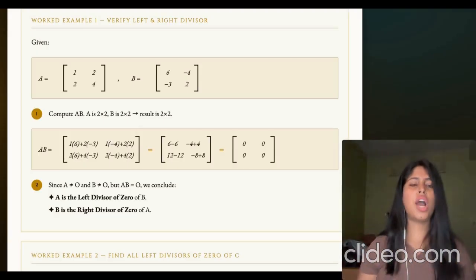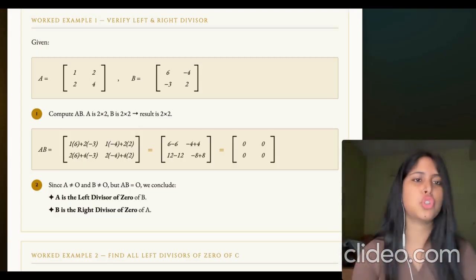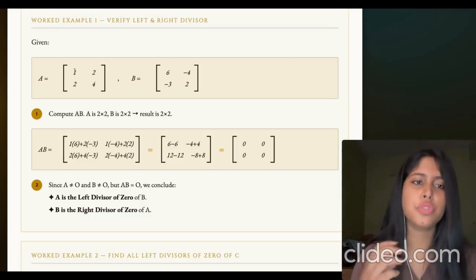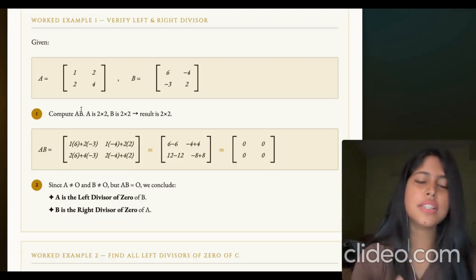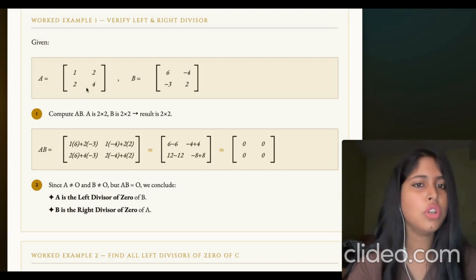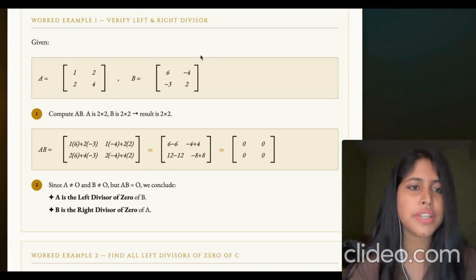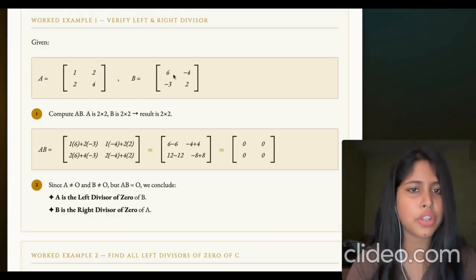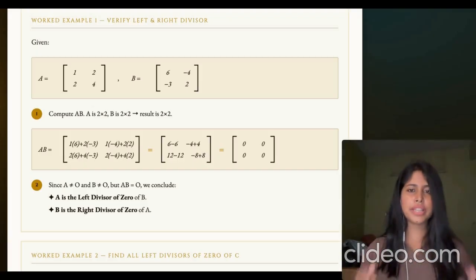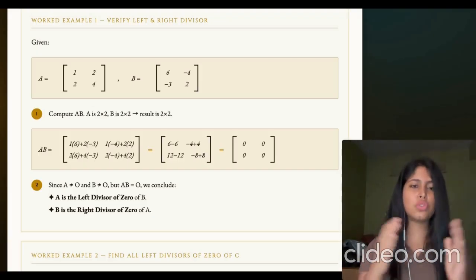If you do not know how to do matrix multiplication, let me teach you here. For the first element of row 1 of AB, we compute 1 into 6 plus 2 into minus 3. Likewise you do the second row: 2 into 6 plus 4 into minus 3, and then 2 into minus 4 plus 4 into 2. Calculate the values, and in this example we can see that the answer will be 0 0 and 0 0.